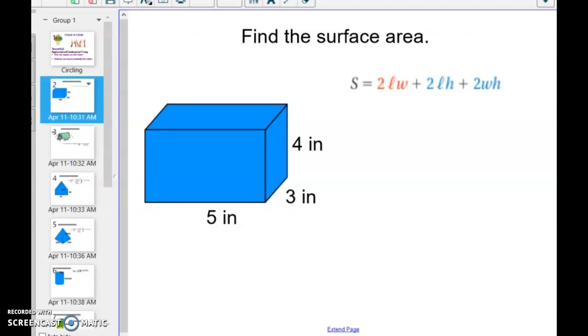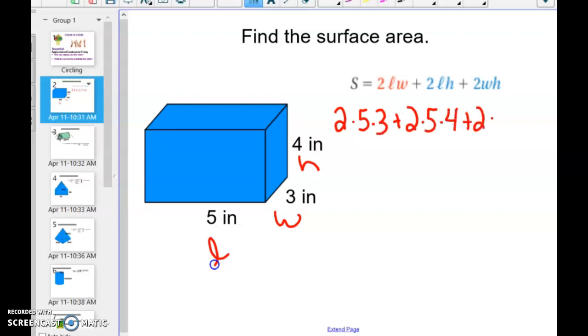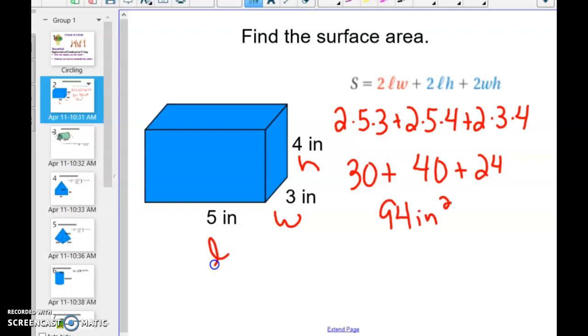So first question says, find the surface area. You see that we have a rectangular prism. So I use that formula, 2 times length times width, plus 2 times length times height, plus 2 times width times height. So then I would do 2 times 5 times 3, plus 2 times 5 times 4, plus 2 times 3 times 4. I simply replace the length, width, and height in the formula with each of those parts. So this would be 30, this would be 40, this would be 24. I add those three parts together, and the total surface area of this shape will be 94 inches squared.